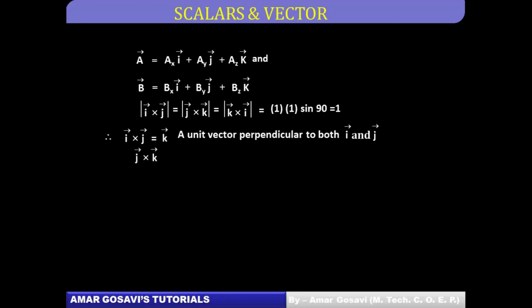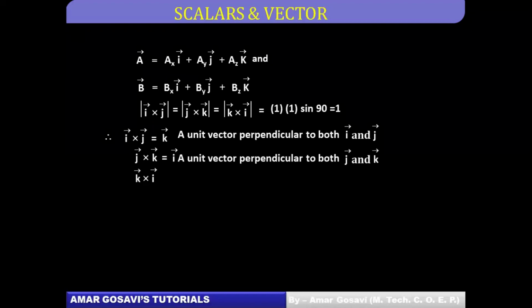Similarly, j cross k would be equal to i, because you can just see the cycle. After i and j comes k. Similarly, after j and k will come i. Had it been k cross j, it would have been minus i. Had it been j cross i, it would have been minus k, friends. It depends on the way you are taking the order, basically. Okay, very important step, friends.